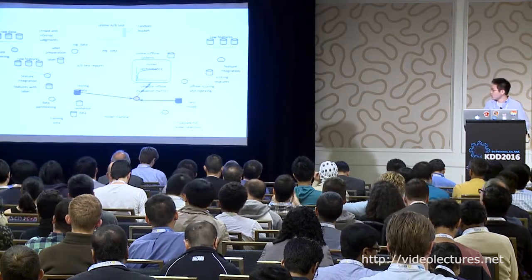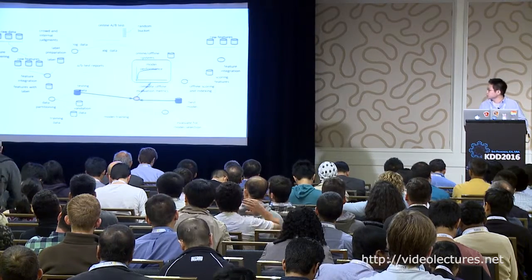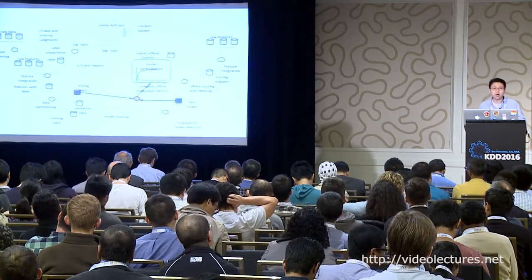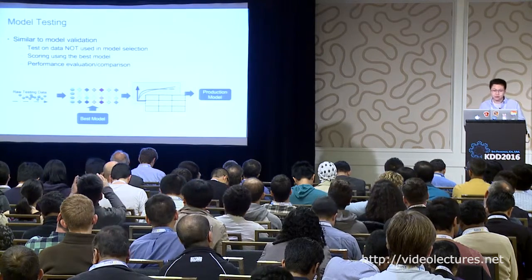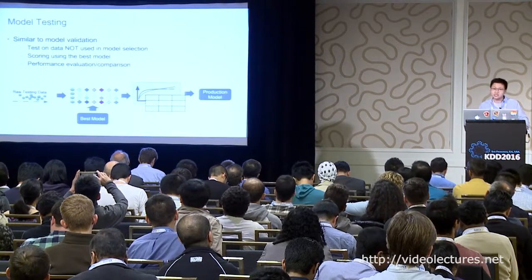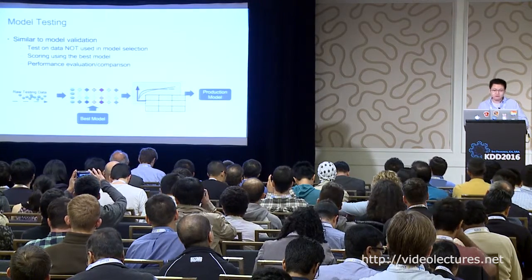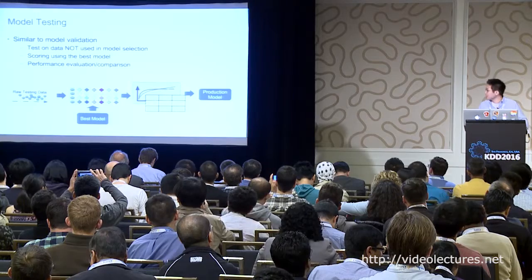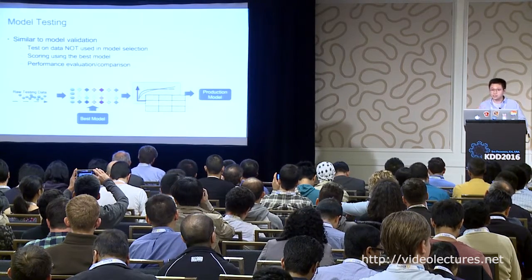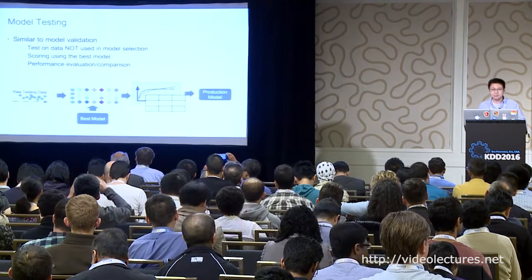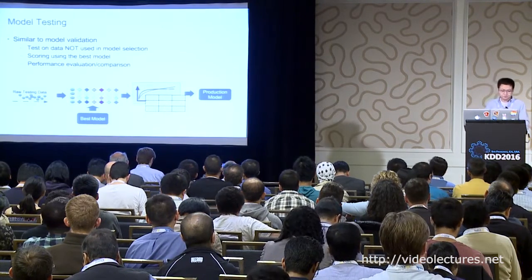Okay, so once we have a good model, the next step is to test the best model on a holdout testing set, which we call model testing. So the whole process will be very similar to the model validation. But again, I want to emphasize that we need to have a testing data set that is not used in either the model selection or model building process. Otherwise, data leakage would happen.